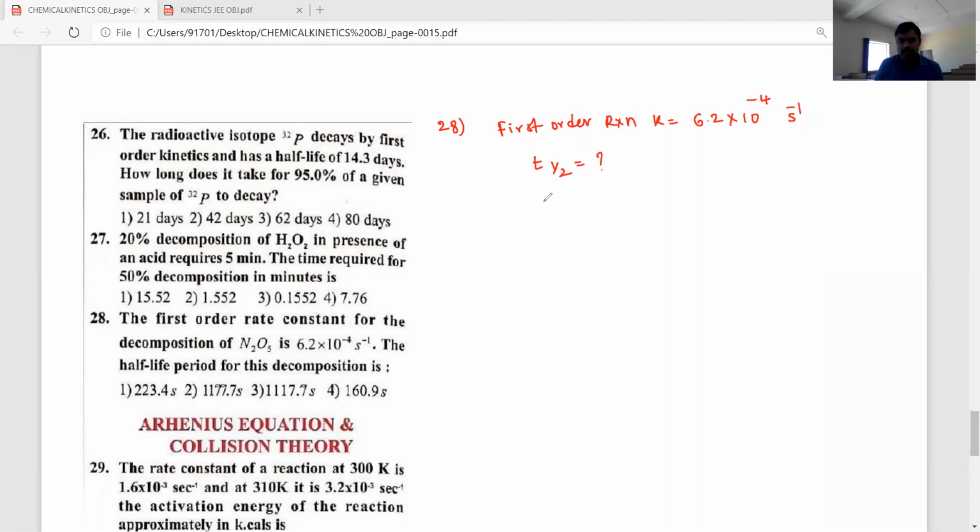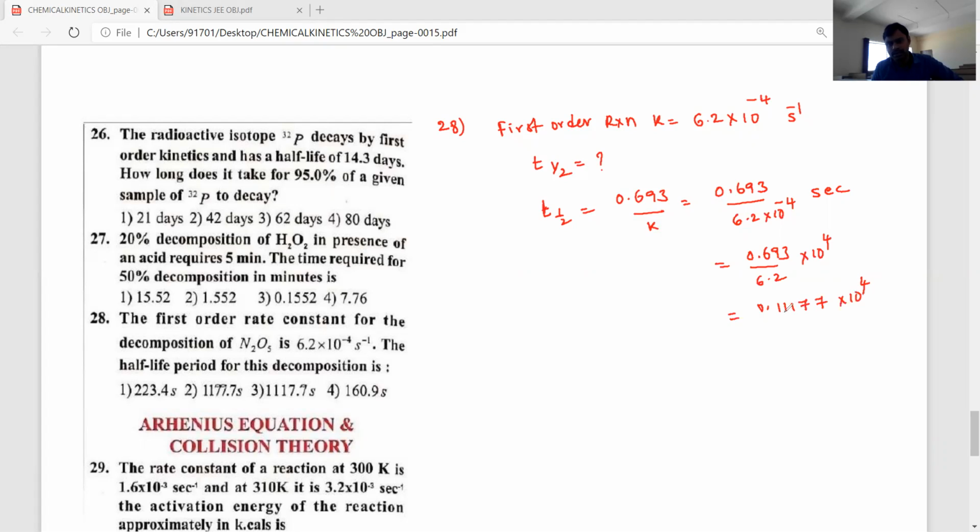Half-life period T half is equal to 0.693 by K, which is nothing but 0.693 by 6.2 into 10 to the power of minus 4 seconds. On simplification, this is 0.693 by 6.2 into 10 to the power of 4, which is nothing but 0.0001117 into 10 to the power of 4, that is 1117.7 seconds. Okay, the answer is 1117.7 seconds, which means the third option is correct. Direct question, this is.